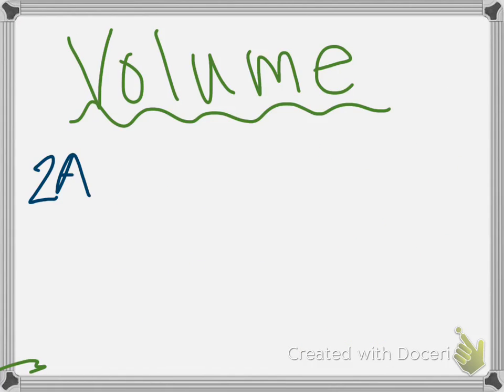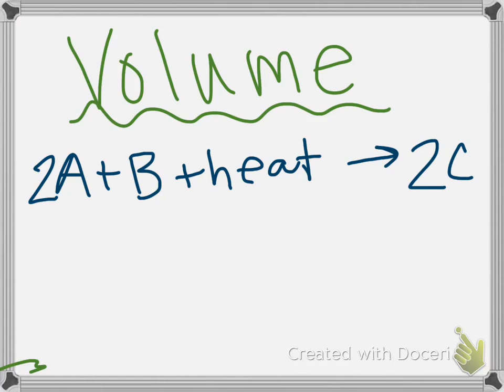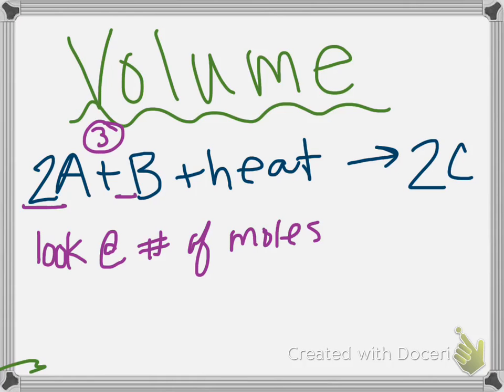Last one is volume. Again, same reaction. This is probably one of the more challenging. For volume, we have to look at the number of moles, and we do that by looking at the coefficients. So you can see I already have it underlined on the reactant side. We have 2 of A, 1 of B, so that's a total of 3 moles. On the product side, we have 2 C's, and that's all that's over there, so it's just a total of 2 moles.